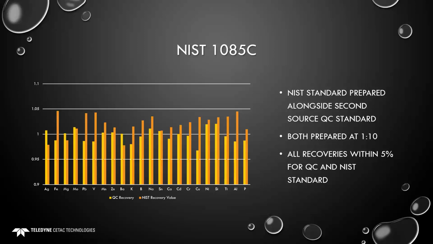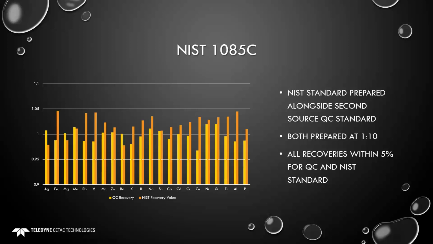We also did a NIST sample. We actually did a couple. I'm only going to show one of them here. So we did a NIST standard that was prepared alongside a second source QC standard. These are both prepared on the diluter at a 1 to 10 dilution. And all the recoveries within 5% for both our internal QC match and the NIST standard itself.